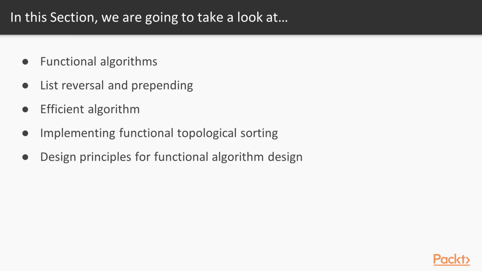In this section you'll get a taste of functional algorithms. List prepending will be one dominating theme here. We'll start by looking at list reversal and how prepending helps in dealing with algorithms. We'll then look at an efficient algorithm for list reversal using list prepending. We'll implement functional topological sorting and improve it to handle digraphs with cycles. By the end of this section, you'll have seen some design principles for functional algorithm design.